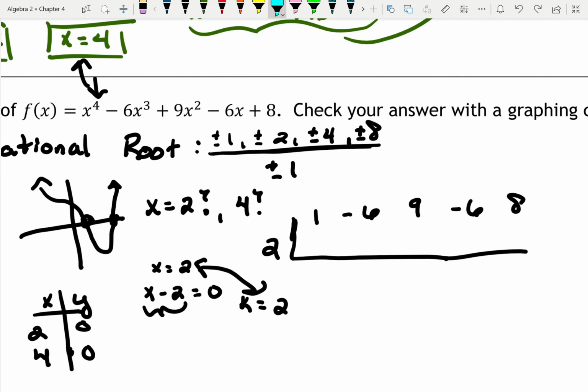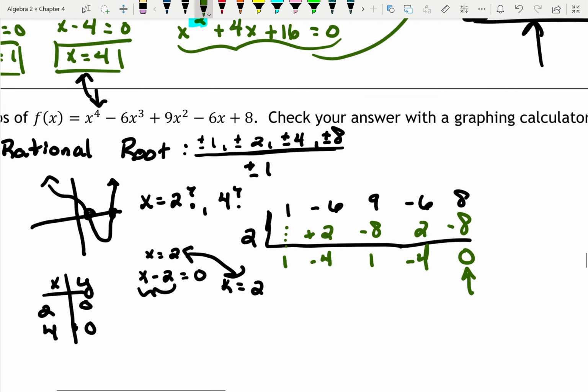So now, in synthetic division, you drop down the first number, 1, and then you multiply. 2 times 1 gives me 2, and then I add these. That gives me negative 4. Then I multiply to get negative 8. So 1, 2, negative 4, negative 8, and then 0. This remainder being 0 confirms that x equals 2 is a good answer. So I'm going to go ahead and circle that.